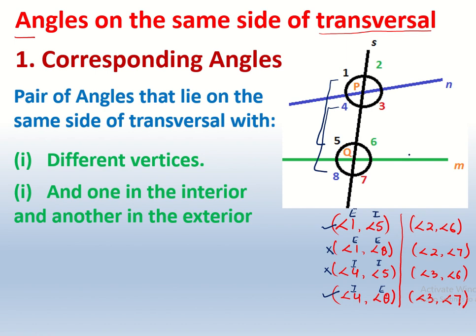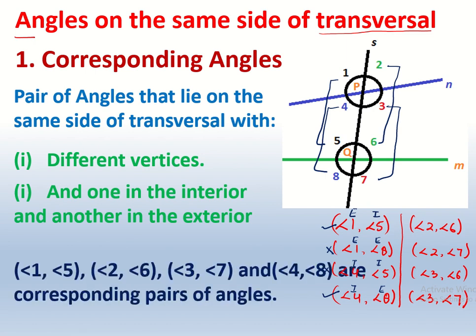Similarly, on the right side, angle 2 lies in the exterior and angle 6 in the interior, angle 3 in the interior and angle 7 in the exterior. So we have these four pairs as corresponding angles because they lie on the same side of the transversal with different vertices, one in the interior and another in the exterior. So these are our corresponding pairs of angles.